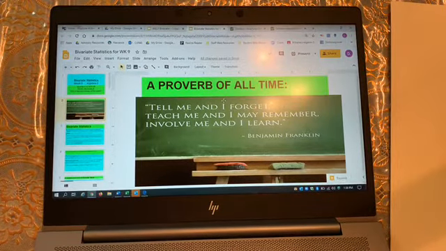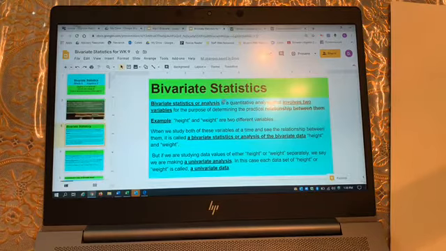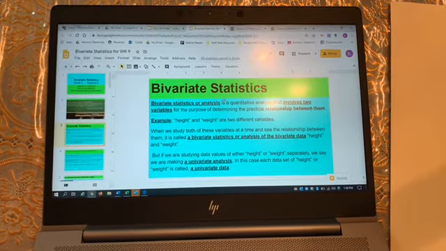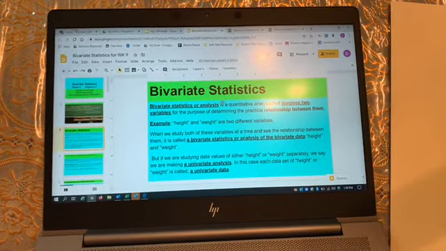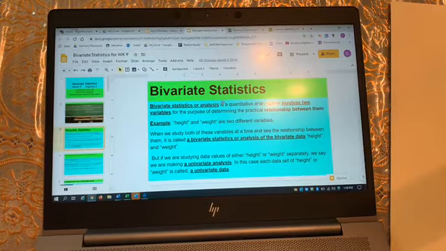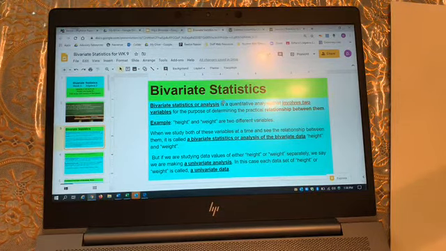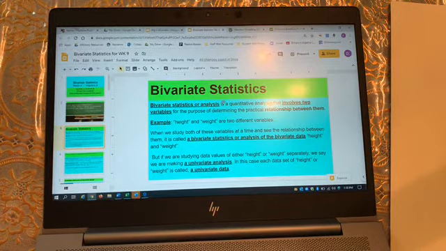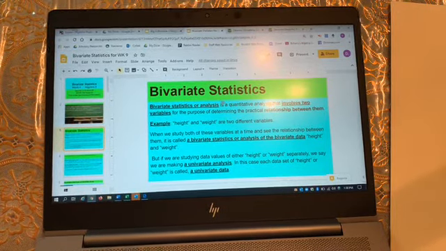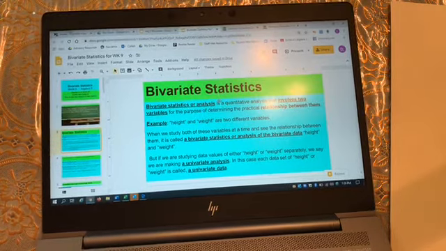Okay, let's go to today's topic, which is bivariate statistics. First of all, bivariate statistics or analysis is a quantitative analysis that involves two variables. So last week, you remember, we worked only with one variable. This week we work on two variables. This is just to determine the practical relationship between those two variables we study.